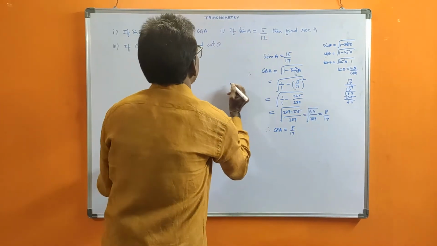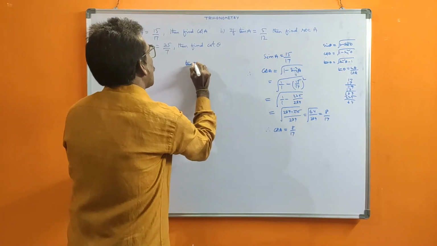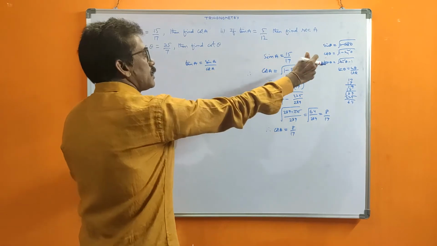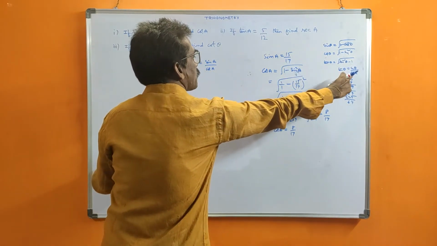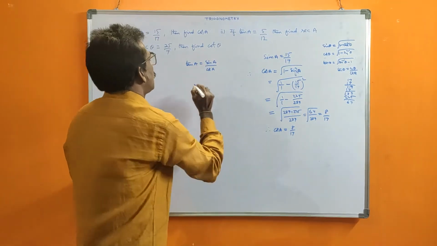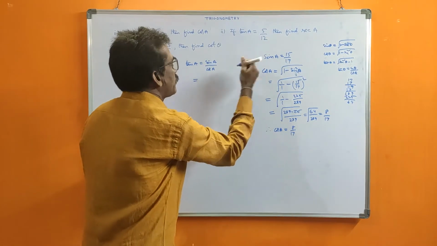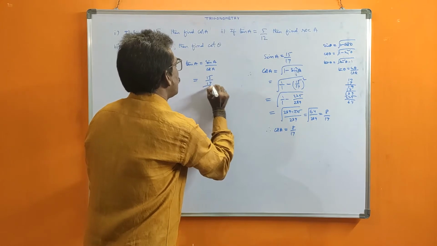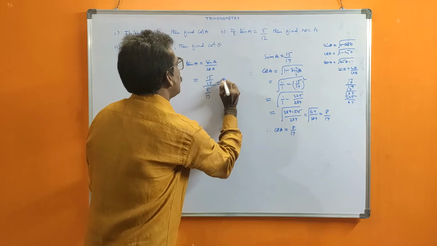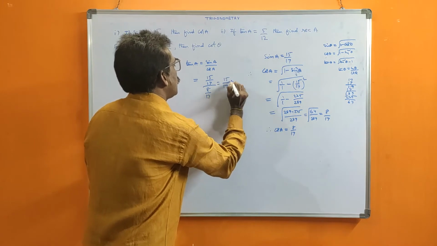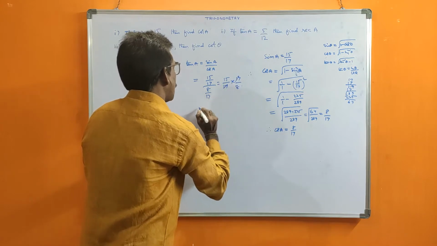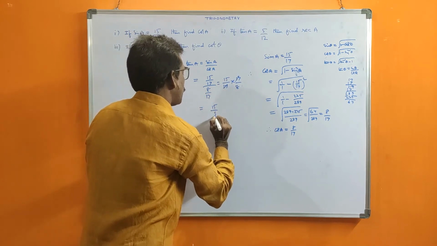Now if you want tan, we know tan A is equal to sin A by cos A. See, that formula is useful. Tan theta is equal to sin theta by cos theta, so here tan A is equal to sin A by cos A. Sin A is given as 15 by 17, and cos A we calculated as 8 by 17. That is 15 by 17 times 17 by 8. The 17s cancel, so it is 15 by 8.